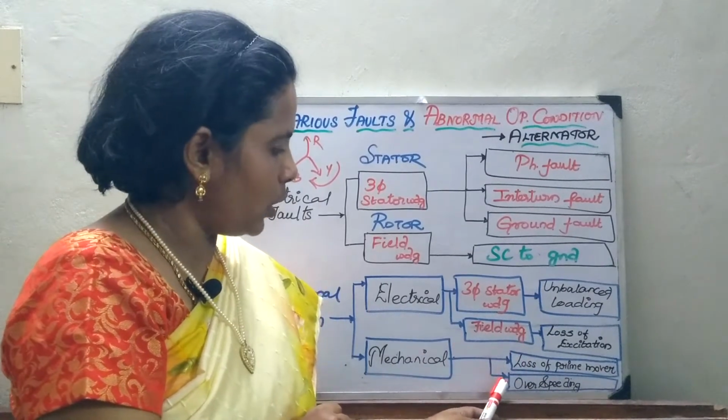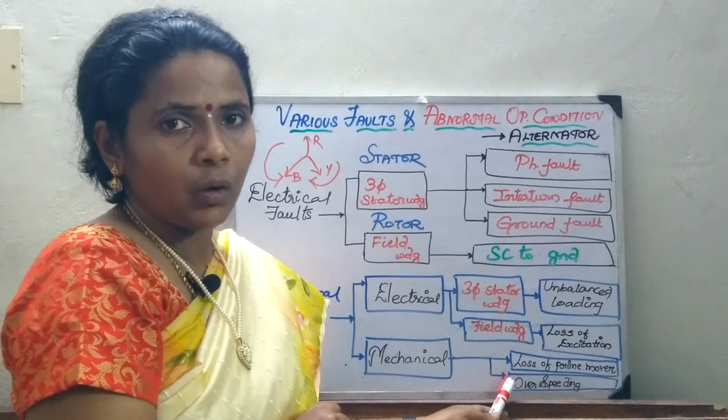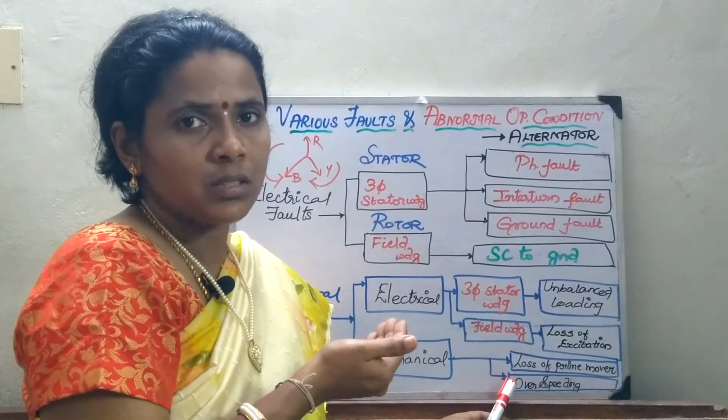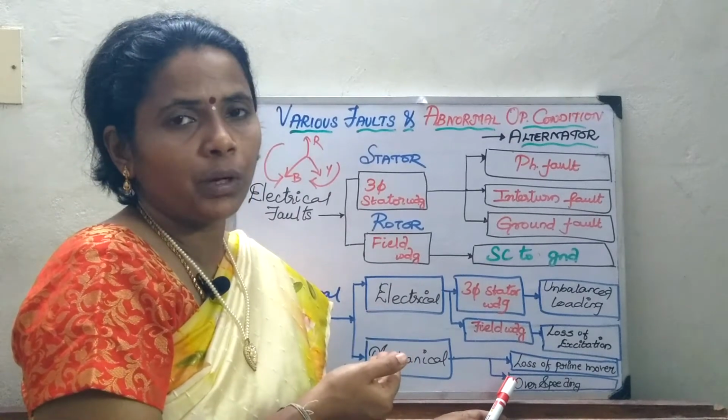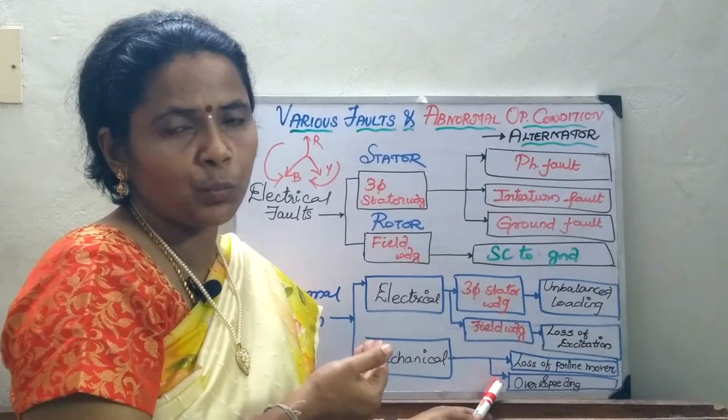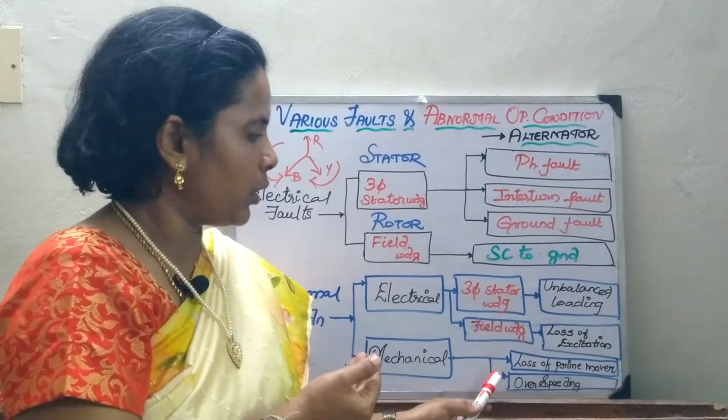The next thing is overspeeding. Suddenly, if the load on the system is reduced, it results in overspeeding. Even this overspeeding could be dangerous, and suitable protection, that is, a speed governor mechanism, should be provided in your circuitry.